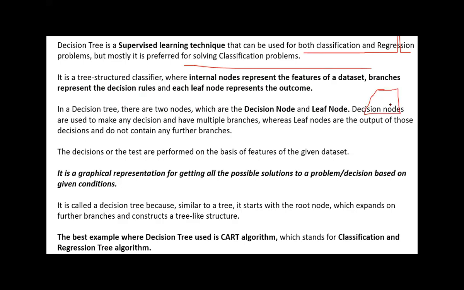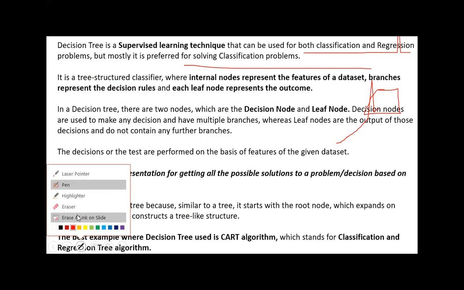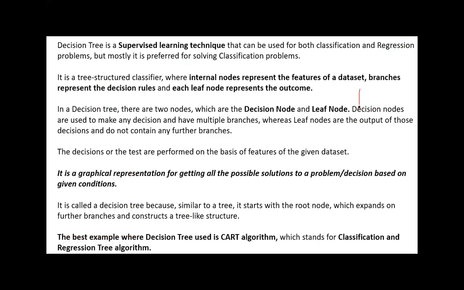This is internal node, and this is branch, children. So internal node represents the features of data set. This is called feature. Branches represent decision rules. This represents decision rules. And leaf nodes, sometimes they are represented with semicircles or sometimes with filled rectangles, my dear friends. So both are used. So this is called decision tree.